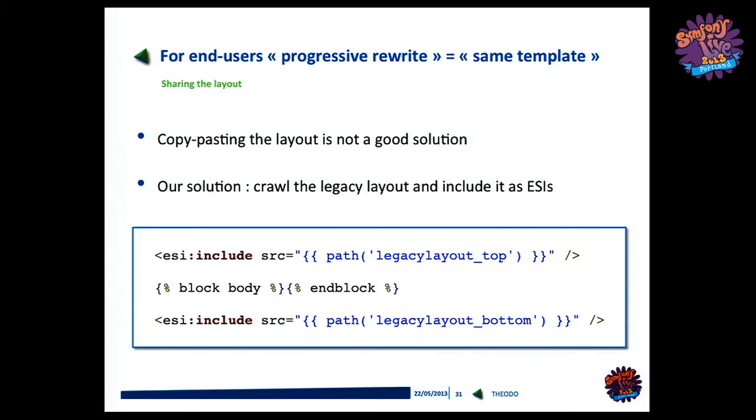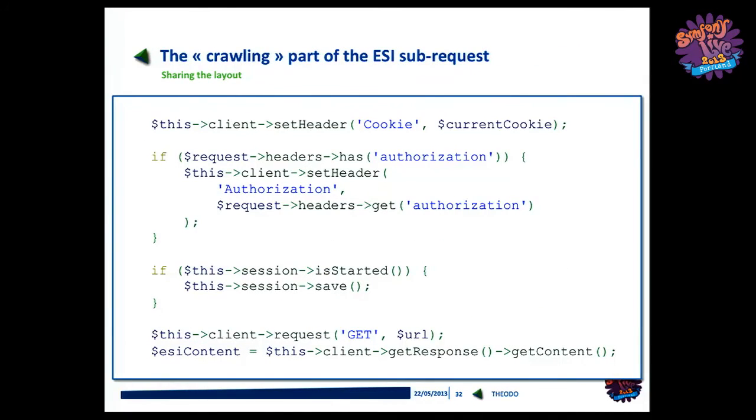identify a quick, fast page on the legacy application, for example the 404 page, and crawl it and include it as ESIs inside the new layout of the Symfony 2 app. So this is what it looks like in the example. Basically here you have a sub-request made to legacy layout top, and here a sub-request done to legacy layout bottom. And these controllers initiate a client to request, for example, your legacy 404 page, and they use simple regular expressions to just extract the header and return it.